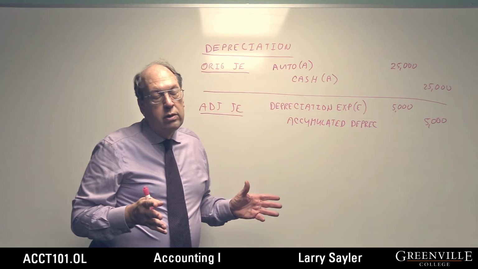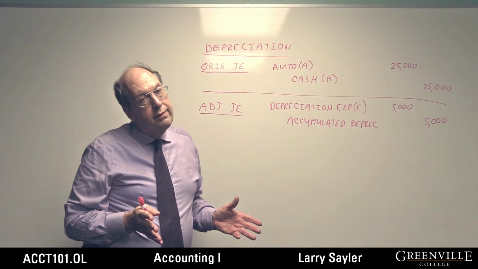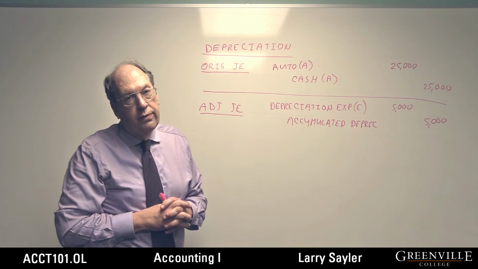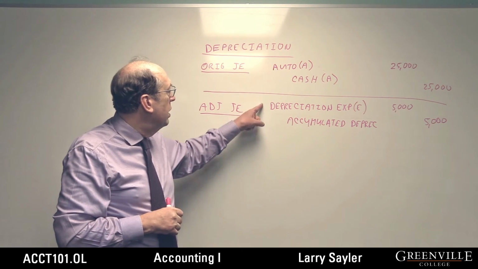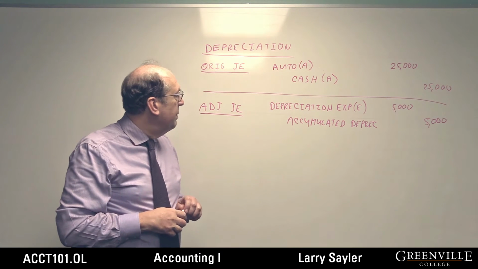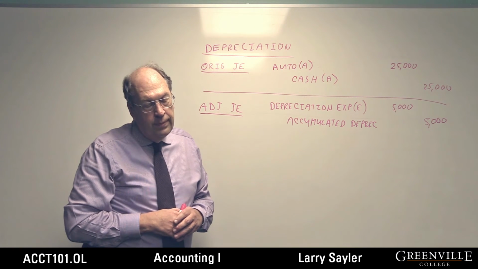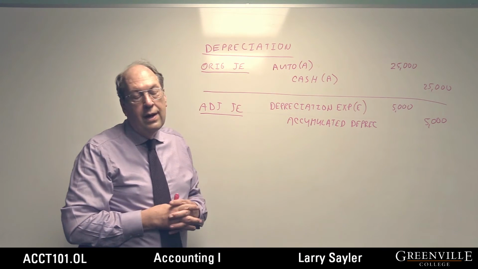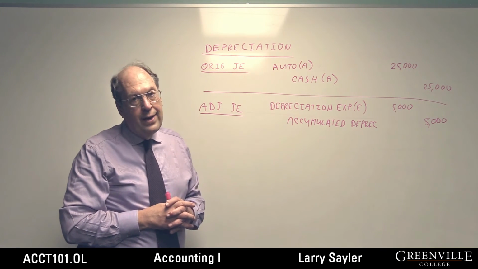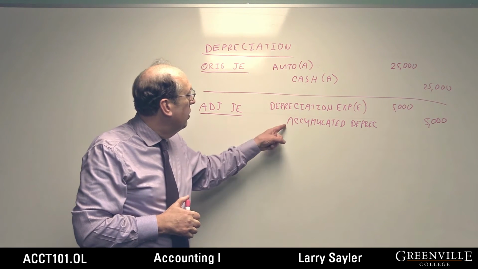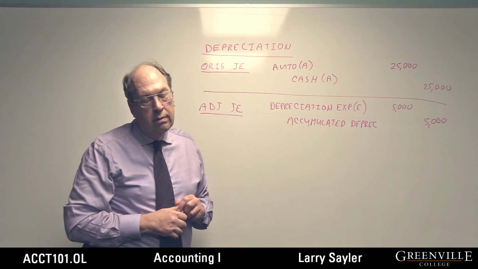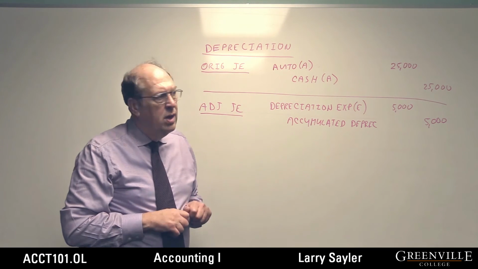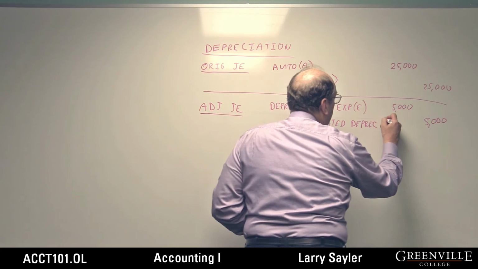Let's assume we're going to use straight line depreciation over 5 years. We give vehicles heavy duty use, and at the end of 5 years it's not going to be worth very much at all. So the adjusting journal entry is debit depreciation expense. That's an expense account, and because it's 5 years and it's $25,000, that will be depreciation of $5,000 per year. Credit accumulated depreciation. What type of account is accumulated depreciation? It's called a contra asset account.